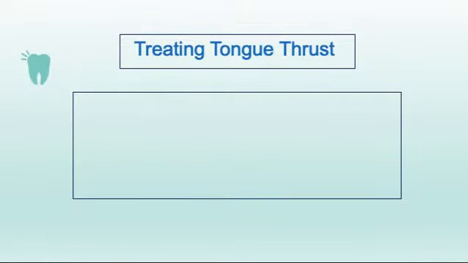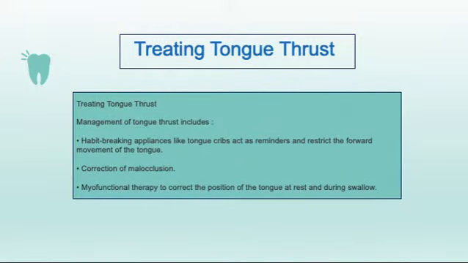Treating tongue thrust. Management of tongue thrust includes habit-breaking appliances like tongue grids, which act as reminders and restrict the forward movement of the tongue, correction of malocclusion, and myofunctional therapy to correct the position of the tongue at rest and during the swallow.